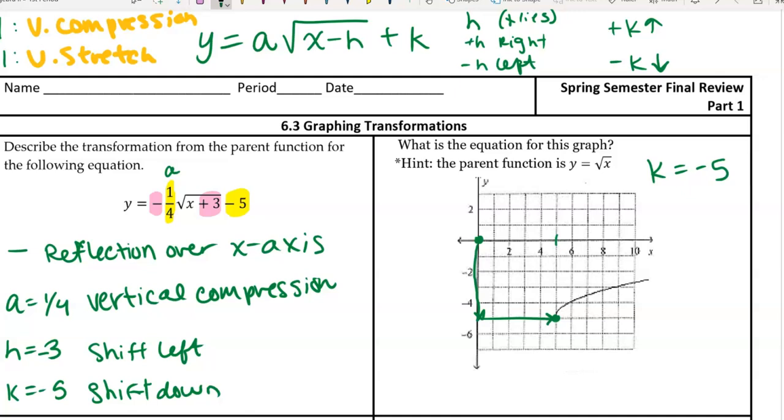And the one that moves left to right is h. We went to the right 5. With h, we remember that x lies. So although the real value of h is -5, in the equation, it's going to say +5. So we're going to say y equals the square root of x plus 5, and on the outside is our k, -5.